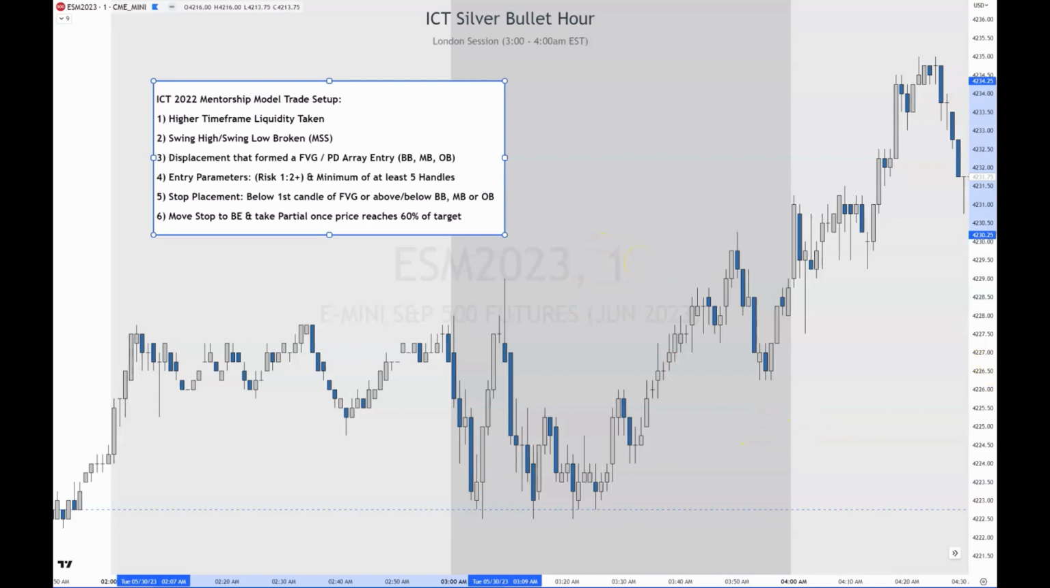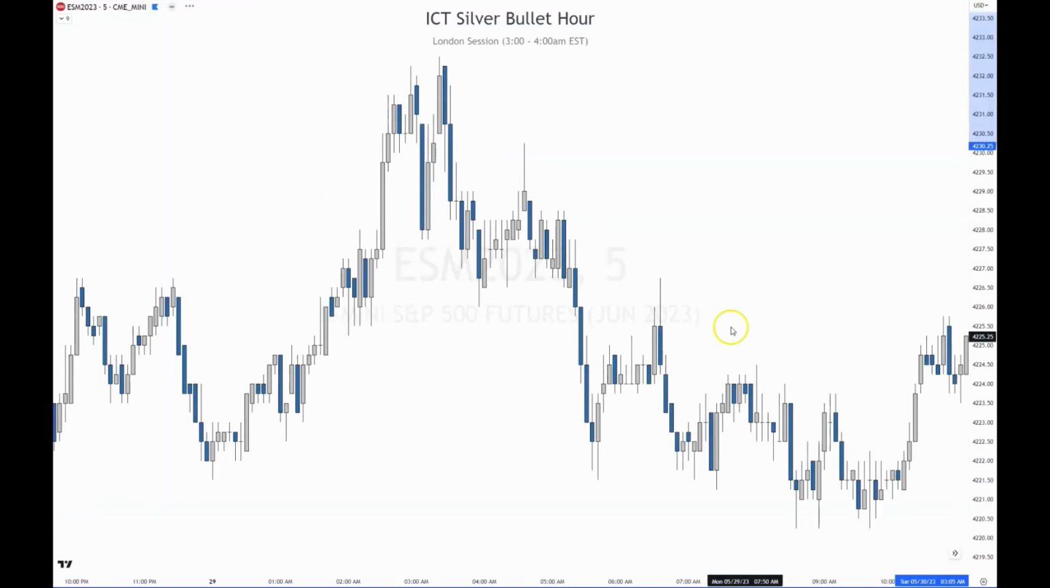So the first thing we see is we have these relatively equal highs here. They get taken out. That's a short-term high. You can also classify that as a higher time frame high. And let me show you why I say that, because we're in the 1 minute, so a 5 minute would be higher time frame, right?